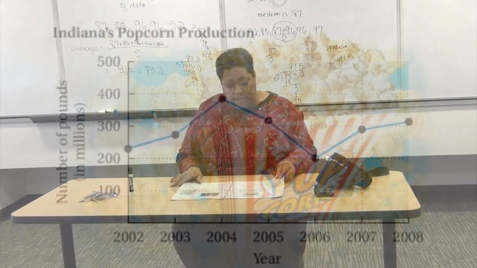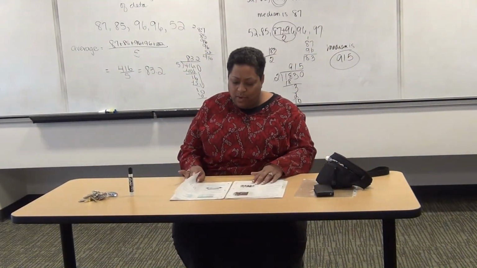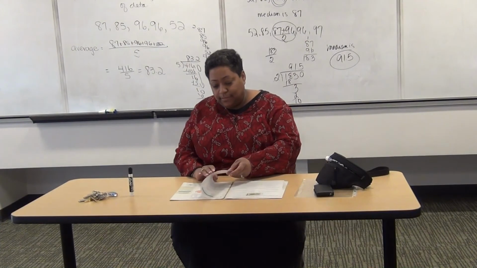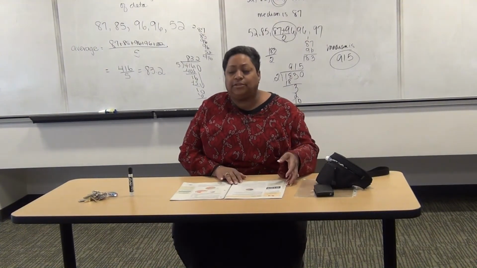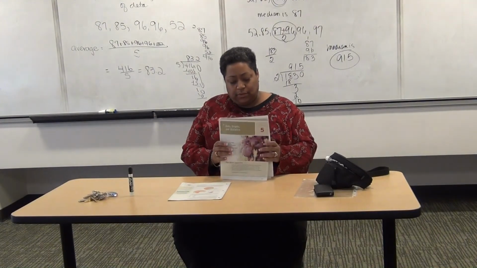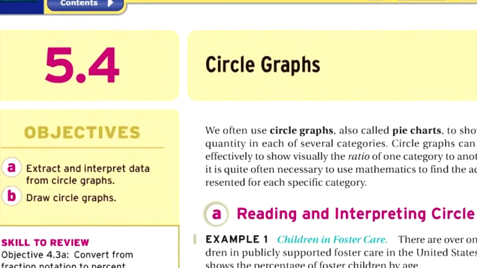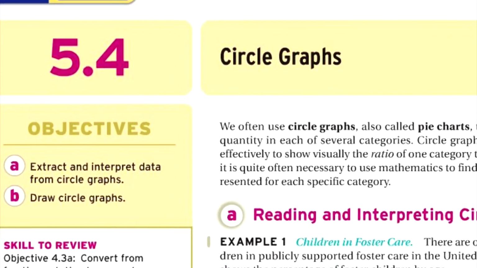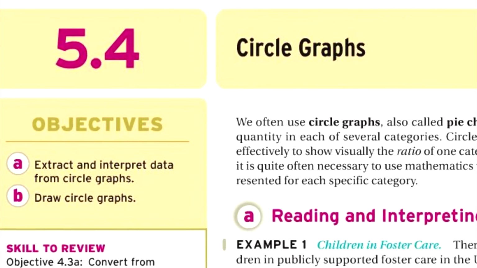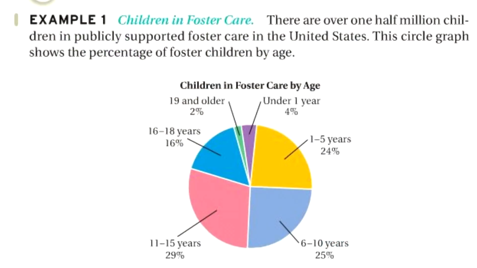All right. Now, let's see here. Okay, one more graph we need to talk about. And so let's turn to page 374 of our books, okay? 374. We have the circle graph, the lovely circle graph. And this is a circle graph, sometimes known as a pie chart or pie graph, of children in foster care. All right? Now, if you notice, the pie graph is based on their ages.